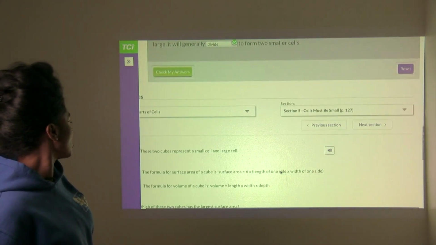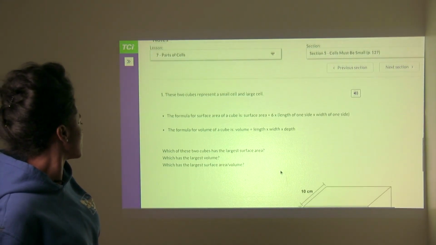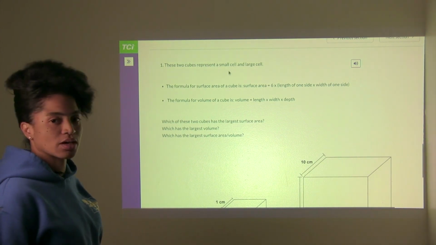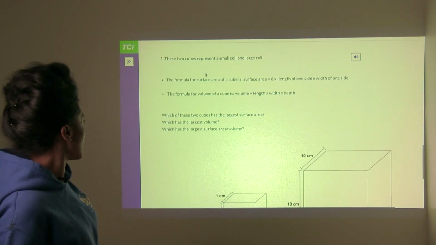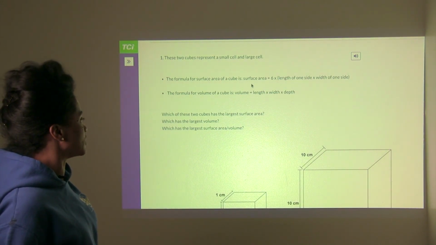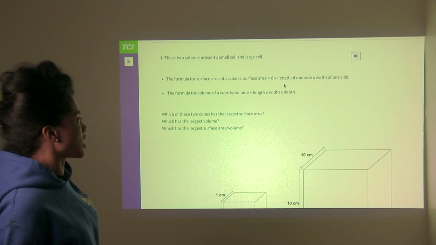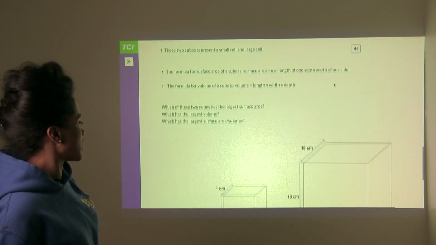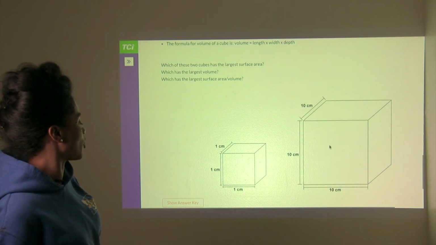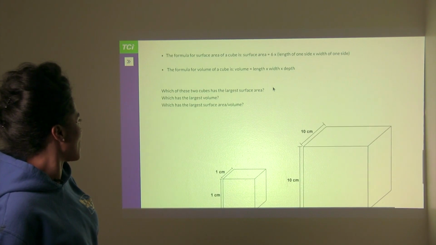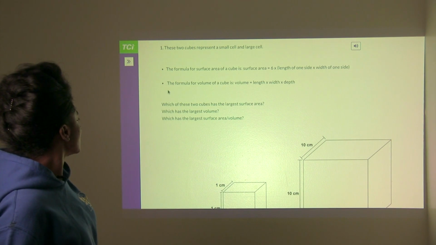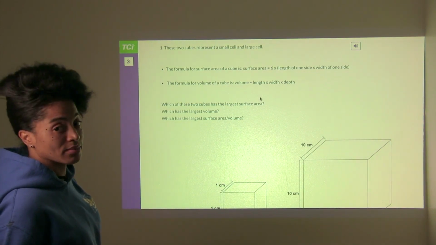All right, so you also have this section here in your TCI program. It shows you two cubes that represent a small cell and a large cell. Okay? Either way, microscopic. The formula for surface area of a cube is 6 times the length of one side times the width of one side. So you would take the length times the width. That will tell you how much area is on that particular side. And of course, in a cube, you have 6 sides. All right? And they're all the same in a cube.